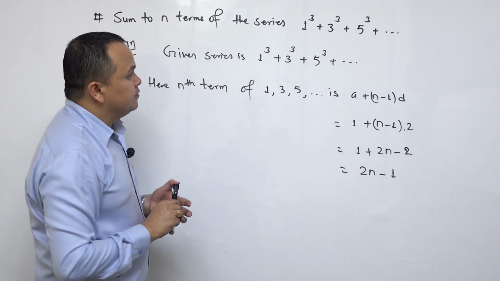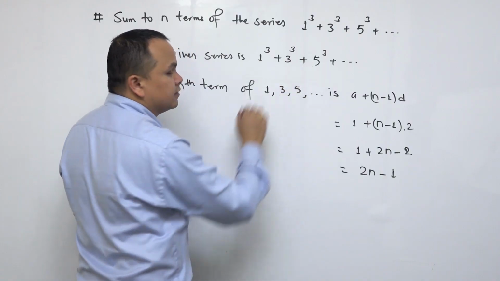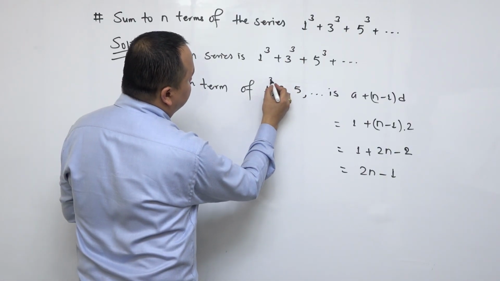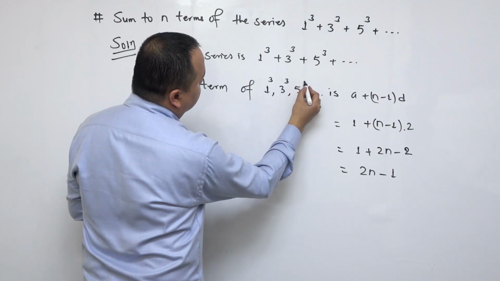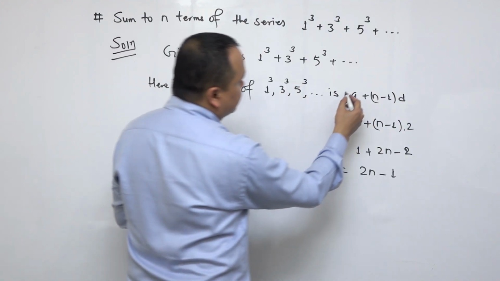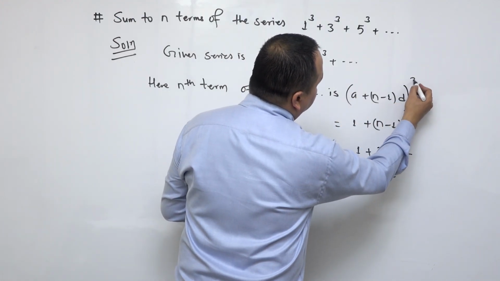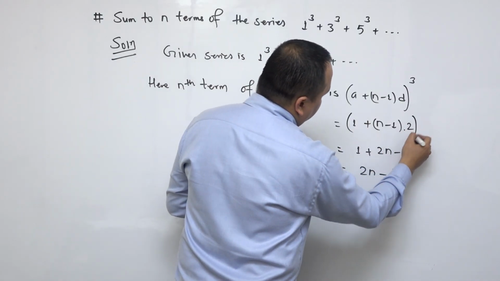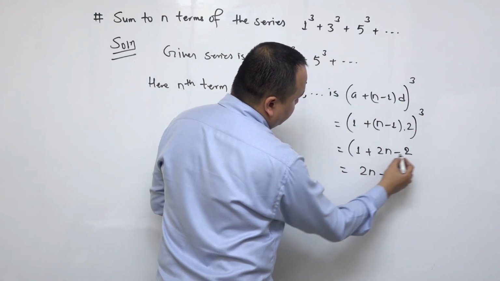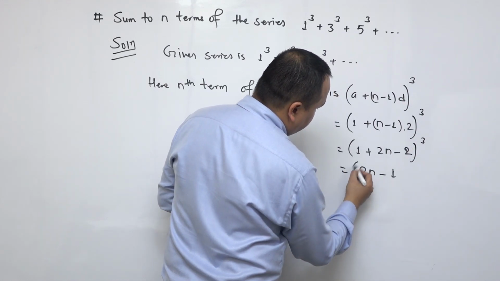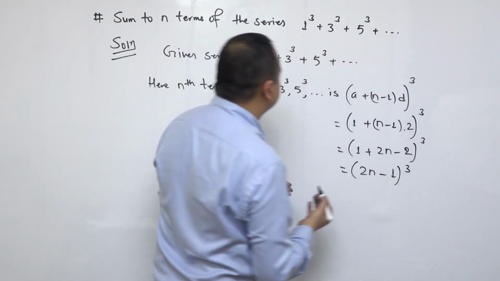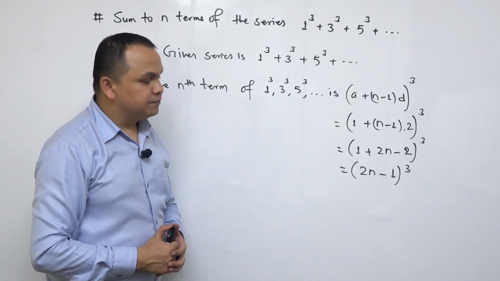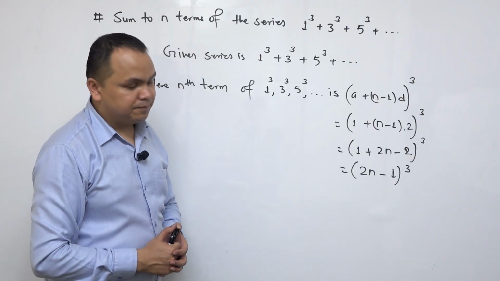But in the question, here the power is 3. So nth term of 1 cube, 3 cube, 5 cube is whole cube. Whole cube. Where the power is square, use square; where it is cube, use cube.